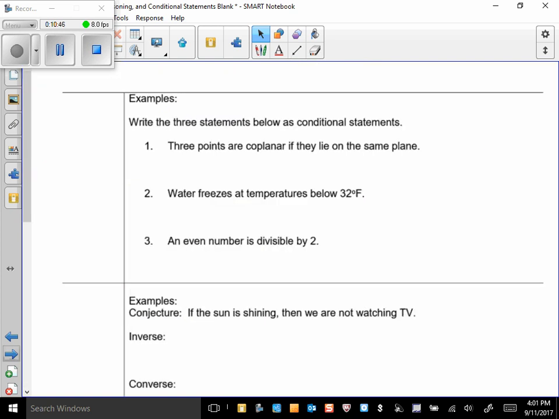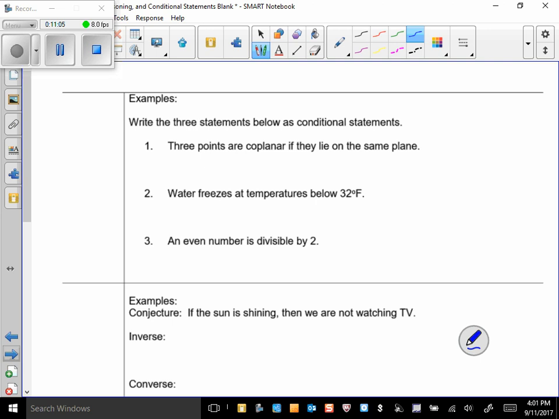All right, so let's do some more examples. I think that's probably all we got left. We got a lot of new terms in this unit, so you really, really got to practice those flashcards. Write the 3 statements below as conditional statements. Okay, I'll do a couple of these, and then, of course, I'm going to pause and let you do the rest of them. Conditional statements.